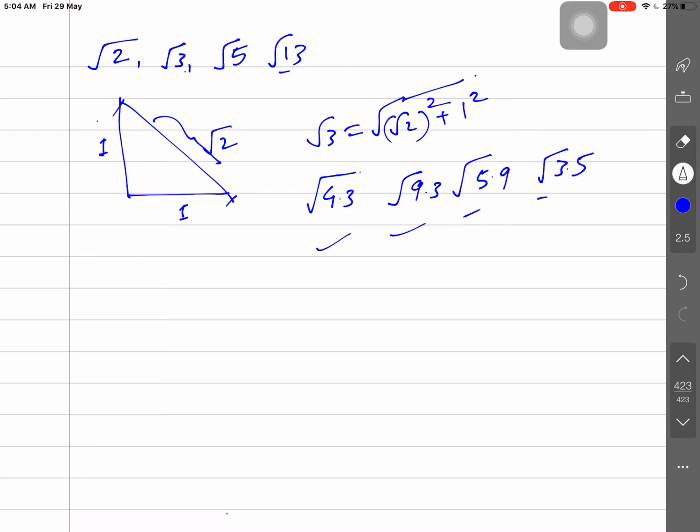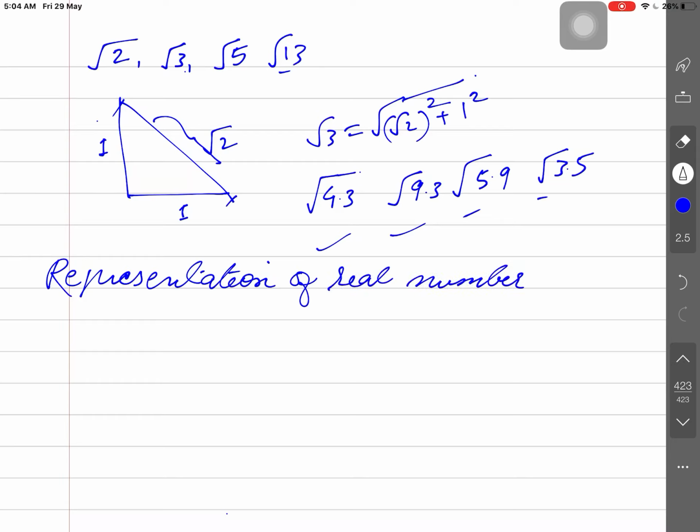Actually, I am just telling you the common method, that is called representation of real number on number line.